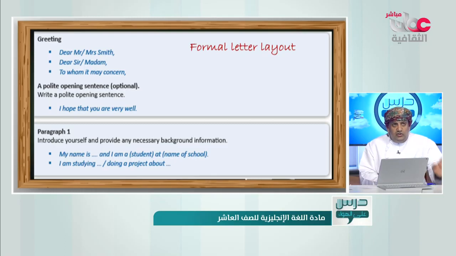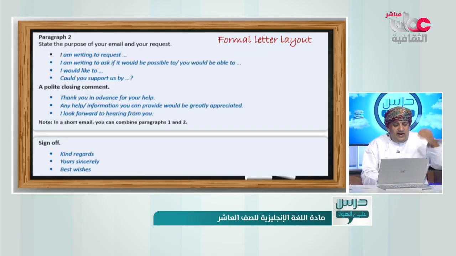Now, to write a formal letter, first you should write Dear Mr. Smith, Dear Sir or Madam, or To whom it may concern. Then you write a very short opening sentence. I hope that you are very well, for example. Paragraph 1, introduce yourself. Say your name and other things. I am studying. And then paragraph 3, you are going to write a polite closing, and then you sign off.